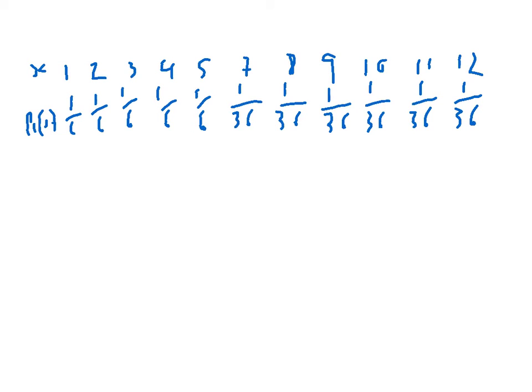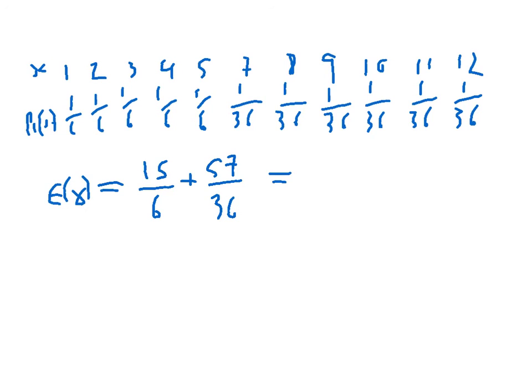And then to find the expected value of x, it's going to be the sum of all the 1 times the 1/6, plus 2 times the 1/6, plus 3 times the 1/6, plus 4 times the 1/6, plus 5 times the 1/6, plus 7 times the 1/36, plus 8 times the 1/36, etc., plus 12 times the 1/36, which equals 15 on 6 plus 57 on 36, which equals 147 on 36.